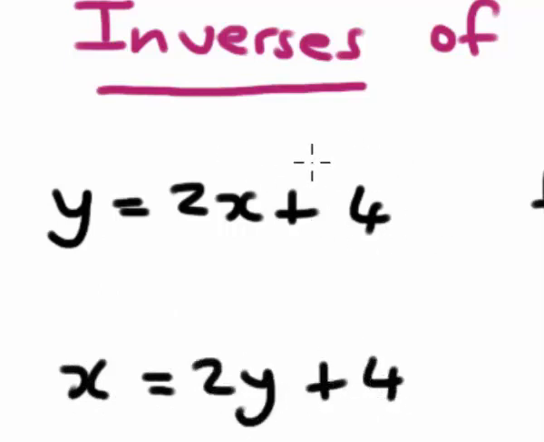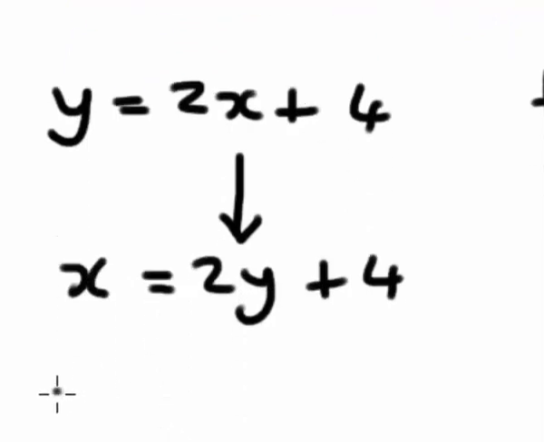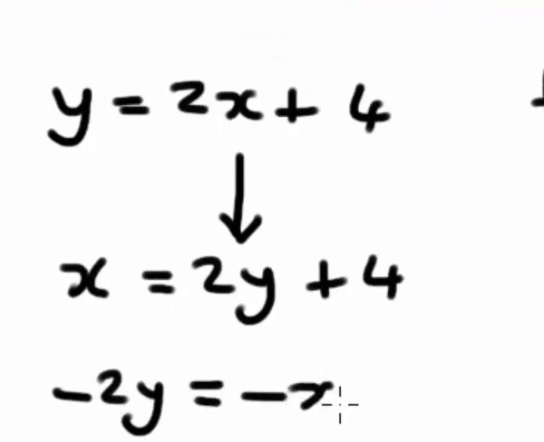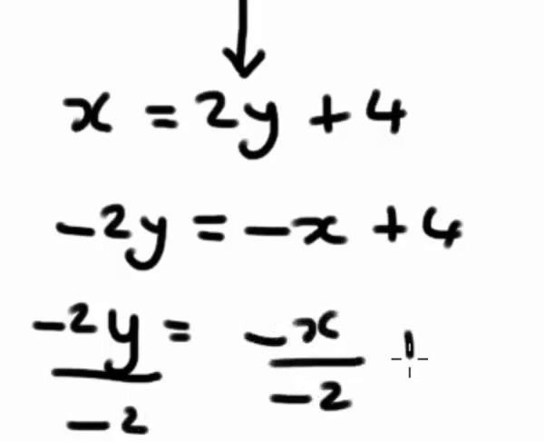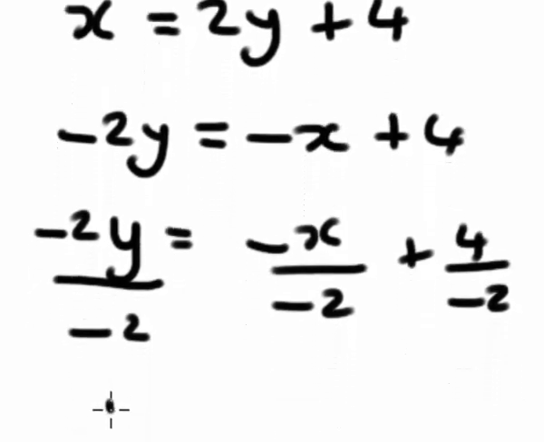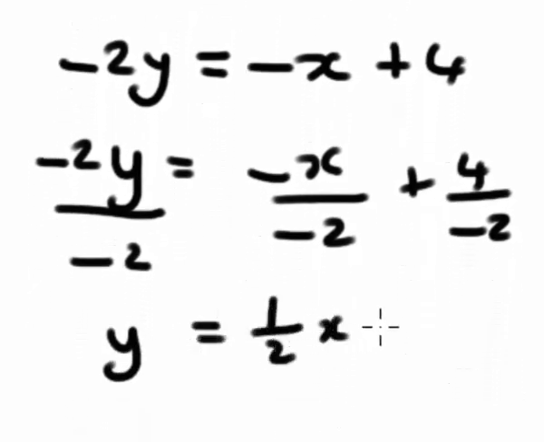Now this is the graph of f. By swapping the x and y around, we create a new graph which is called the inverse of this graph. Y becomes x, x becomes y. Now if I rework this, have a look here. I get negative 2y equals negative x plus 4, so you swap those around and then divide both sides by negative 2. So negative 2 over negative 2, negative x over negative 2, and 4 over negative 2. I get y is a half x minus 2.